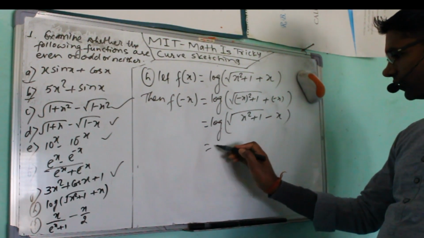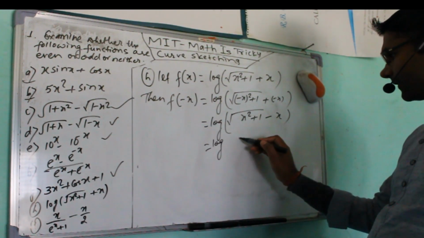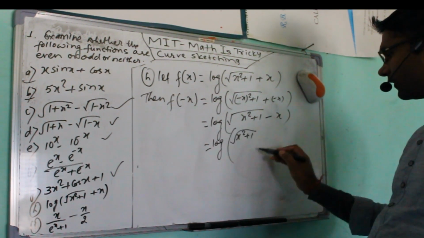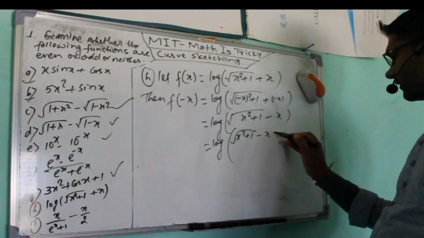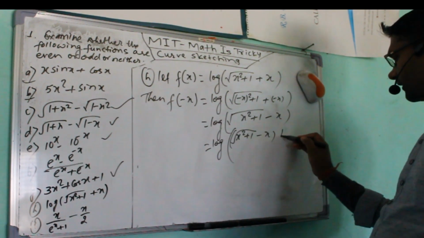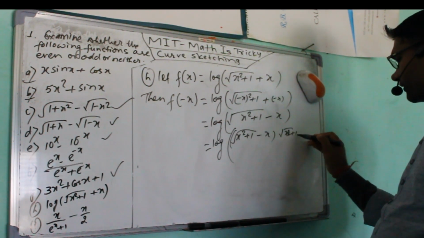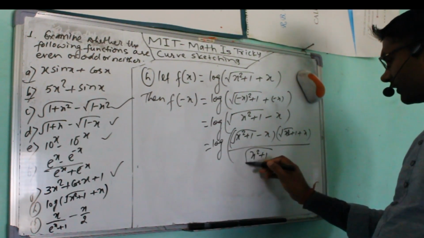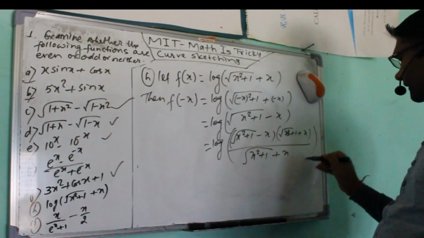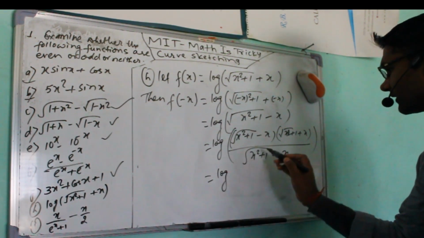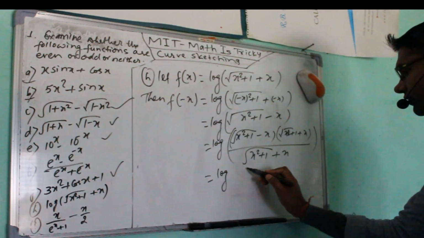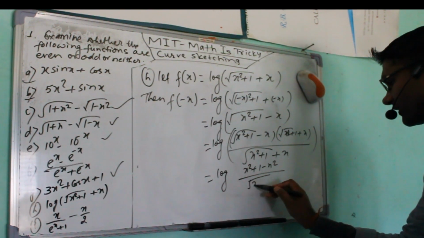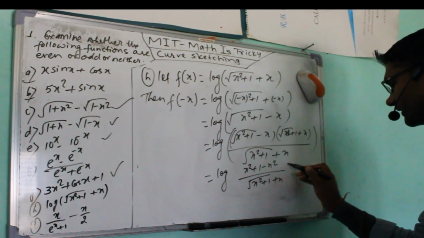Now let's rationalize this, so that we'll get (√(x²+1) − x) times (√(x²+1) + x) divided by (√(x²+1) + x). So we can use the a² − b² formula here, and it will be (x²+1 − x²) divided by (√(x²+1) + x), isn't it?